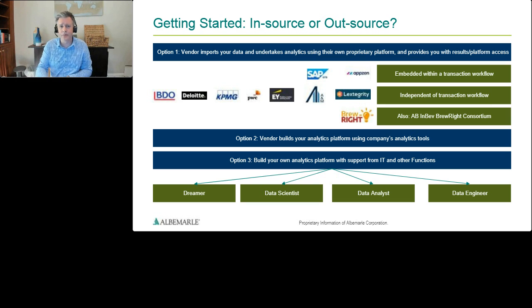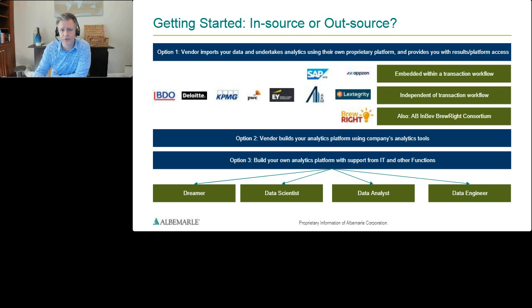And then there's also the Brewright Consortium that Matt talked about in the first week. They're particularly for high volume transactions involving vendors or other types of third parties. There may be some great merit and maybe even some cost savings in using the Brewright Consortium, taking advantage of their algorithms to help identify particularly risky third parties or risky transactions.